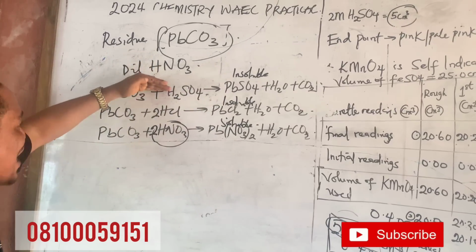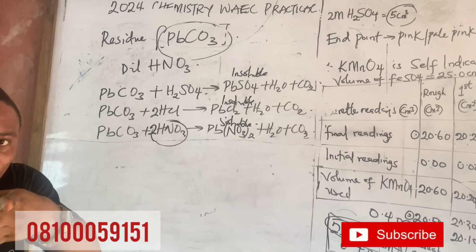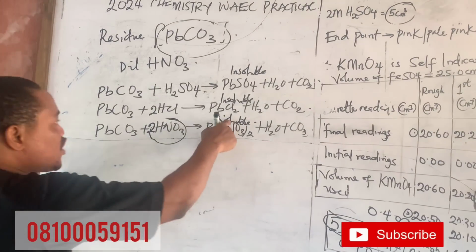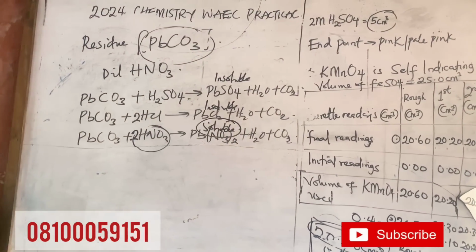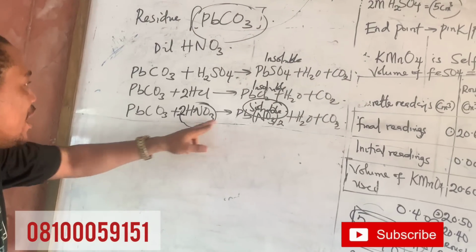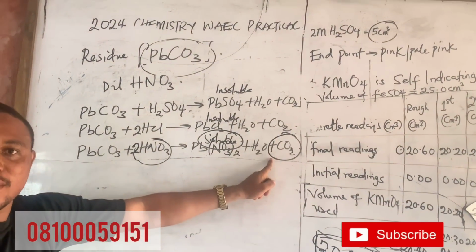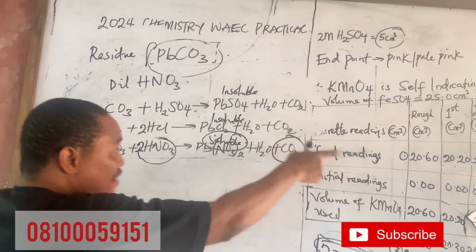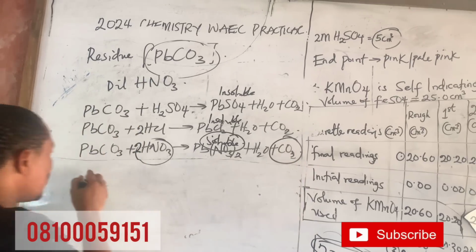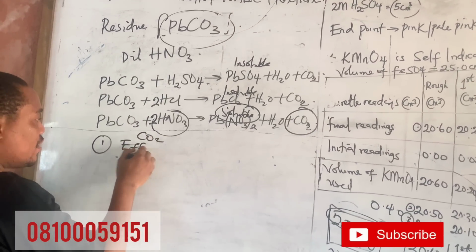So either they ask you to add this or this, but I'm predicting that we will add this later, and I will show you where we are going to add that. So this is soluble. If you add this, this will be soluble, okay? And if this is soluble, look at it. CO2 will be formed. This is a gas. So I can say that if I add this, there is effervescence, because for CO2 there is effervescence.